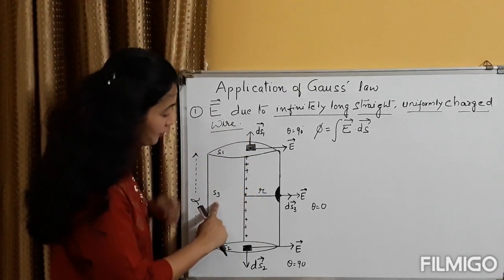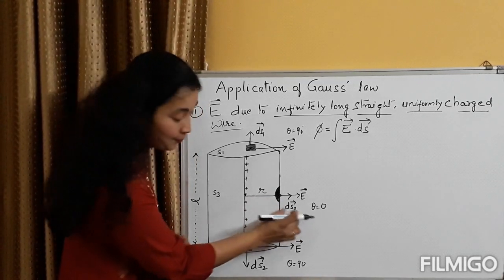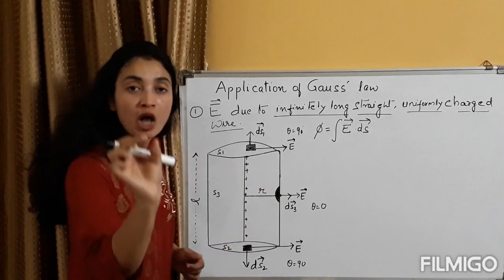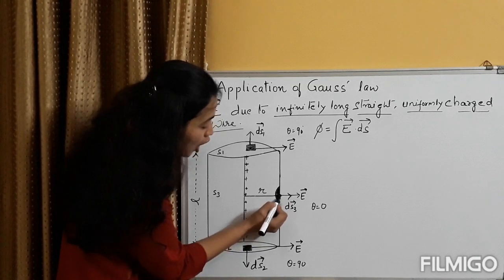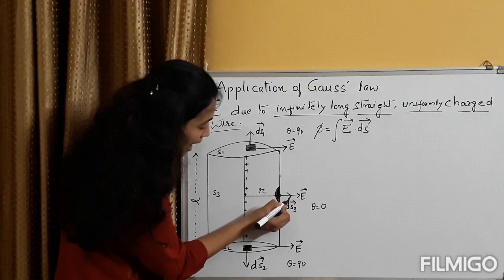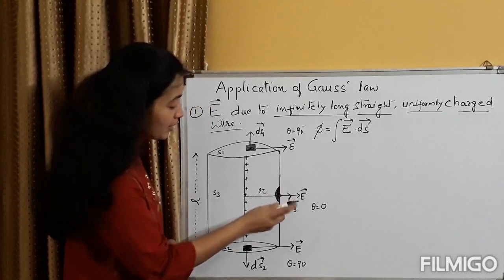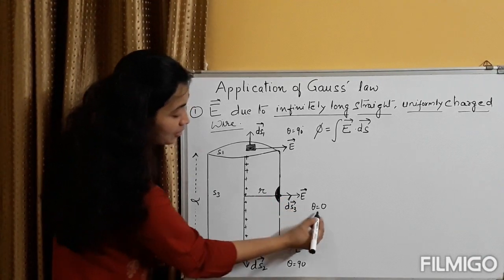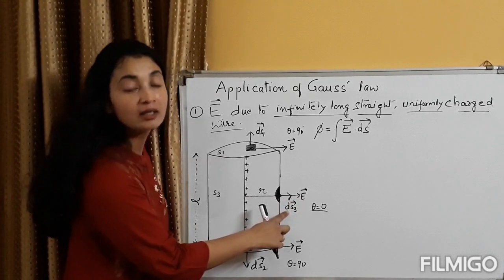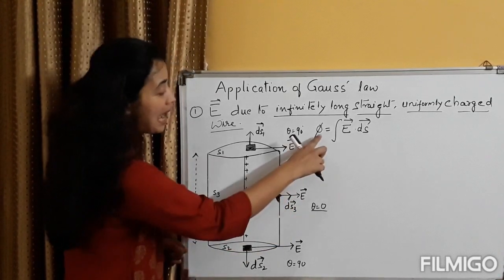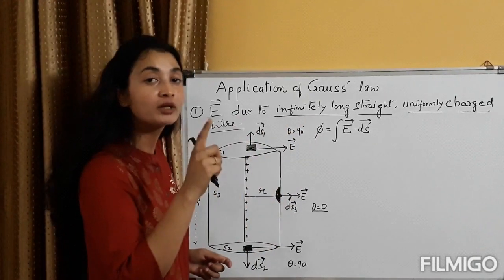And the third, curved surface area. Here I have chosen a small part from the curved surface area, ds3. This ds3 has an area vector, outward normal, along this direction indicated with the arrow ds3, and the electric field is as usual radially outwards. So what is the angle between E and ds3? The angle is 0, meaning electric field and the area vector both are in the same direction. And in this particular section, you see that there will be contribution for the flux.